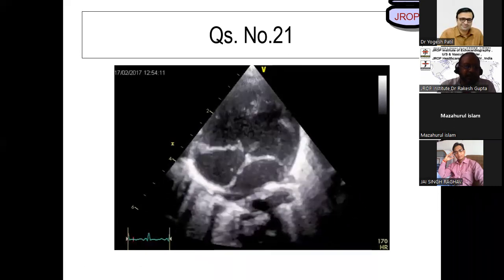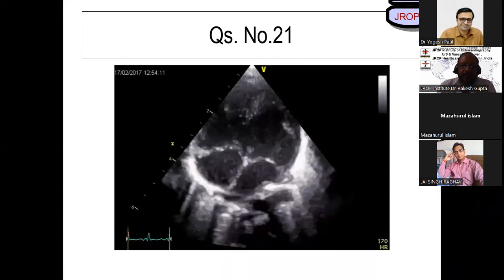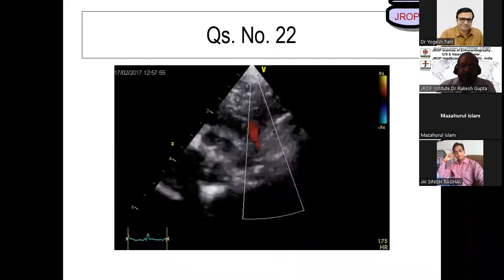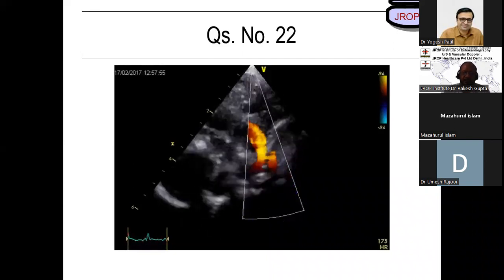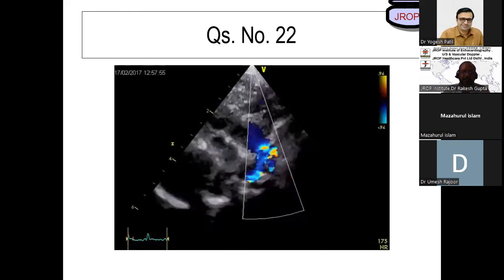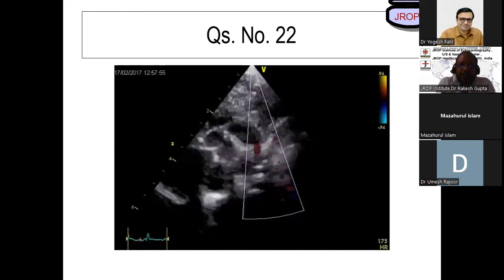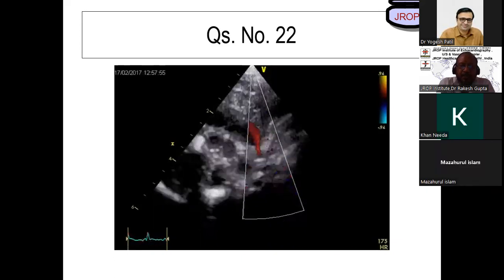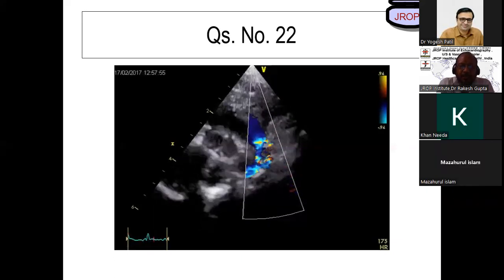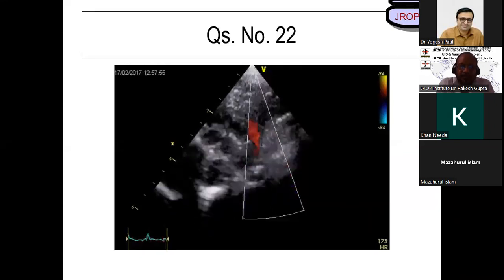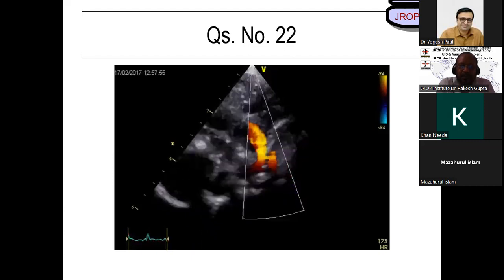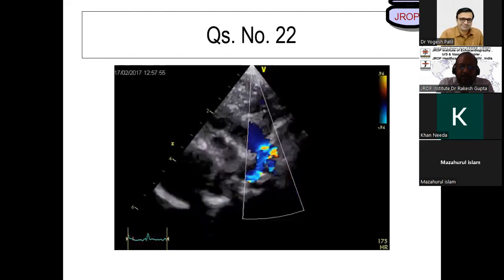Nida, ready? So Nida, the question comes for you now. Answer, Nida. Very simple, Nida. I'm just looking. So this is a 5-chamber short axis view where PDA can be seen. No, sorry, at aorta level. This is a parasternal short axis view at the aortic level. And what is it?